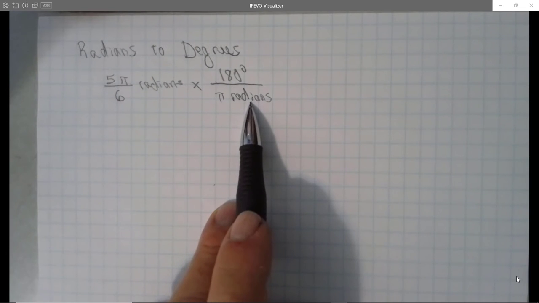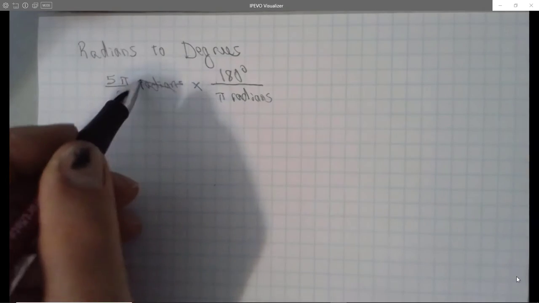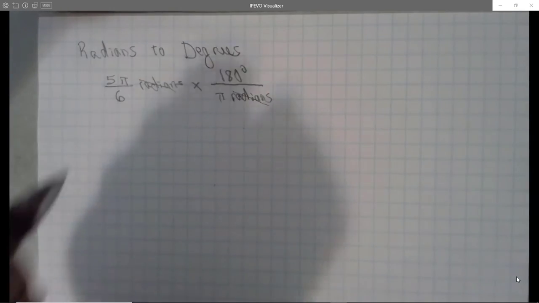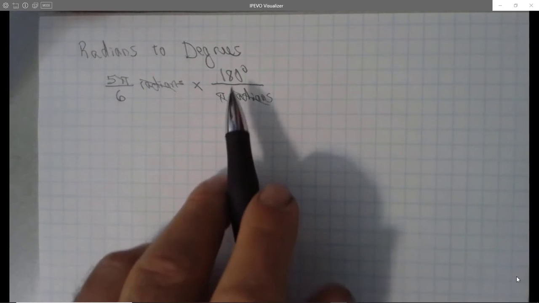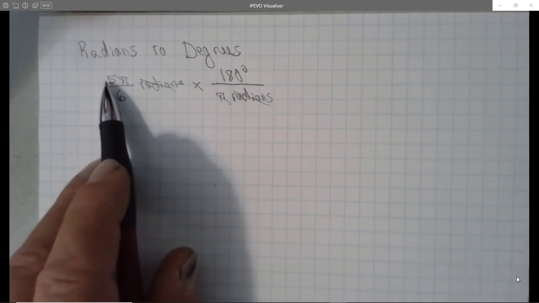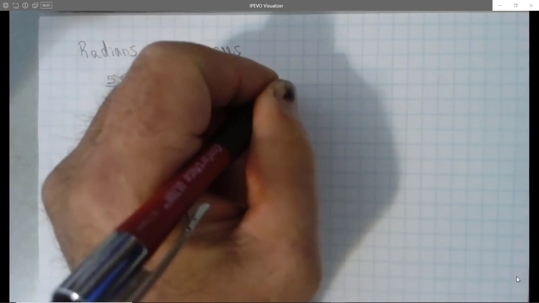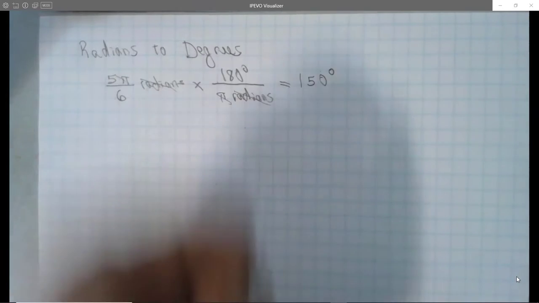Now we put the radians in the bottom this time because we want them to cancel out. So we've got a radian on the top and the bottom. In this case, we have pi on the top and the bottom. That cancels out. So we have 180 divided by 6. That's 30. 30 times 5 is 150. So we have 150 degrees.